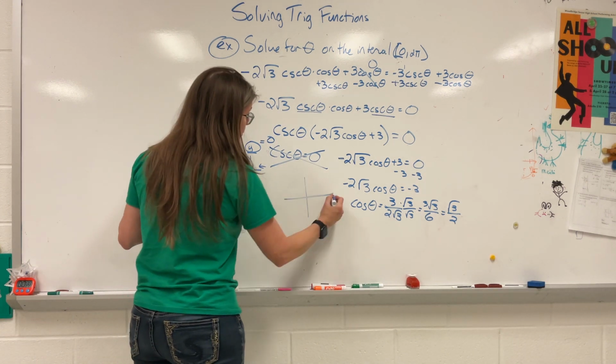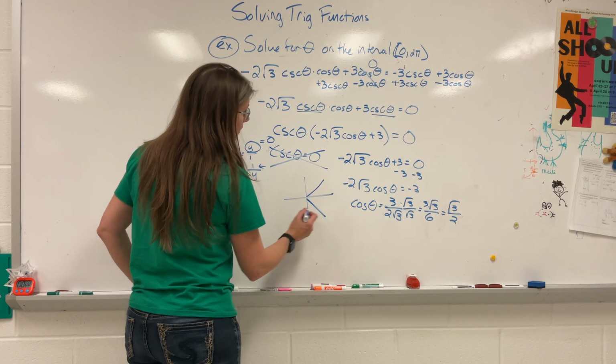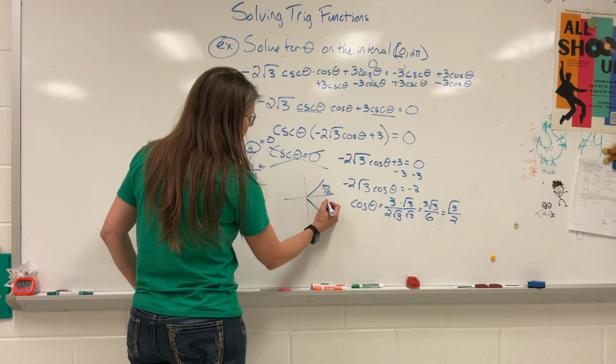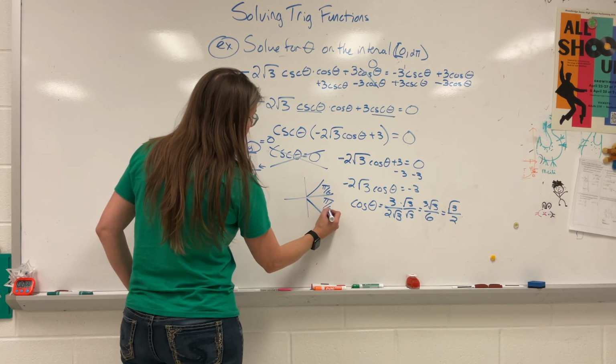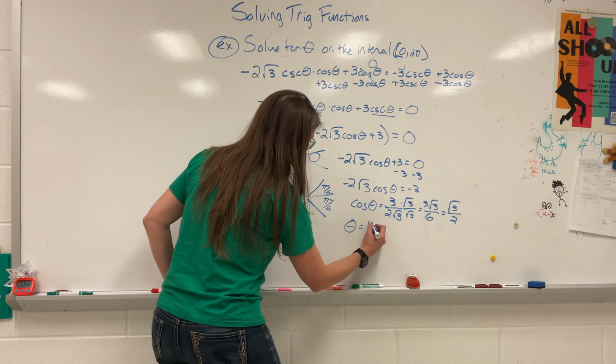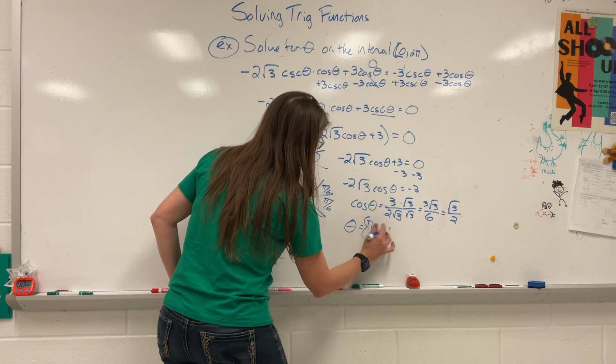So where is cosine positive radical 3 over 2? Well, we have the first quadrant and fourth quadrant. And where is it radical 3 over 2? At pi over 6. And it's going to be 11 pi over 6. And so those are our answers. It's pi over 6 and 11 pi over 6.